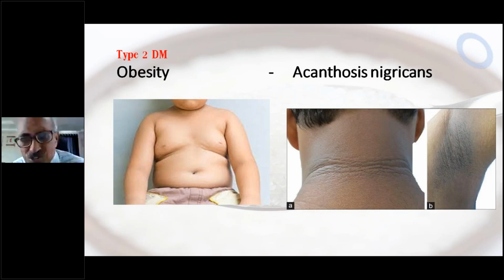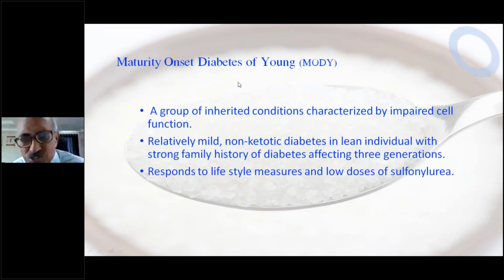So maturity onset diabetes of the young, MODY, this is the last variety I was mentioning, is a group of inherited disorders caused by impaired beta cell function. Relatively mild, they are non-ketotic diabetics because they don't face serious problems like DKA, and they are thin, lean individuals, not like type 2 diabetes mellitus. Usually in adolescents, if your adolescent develops high glucose without obesity, you better suspect MODY.